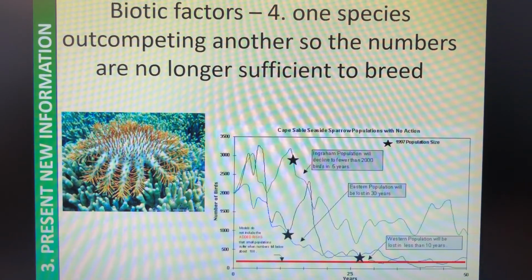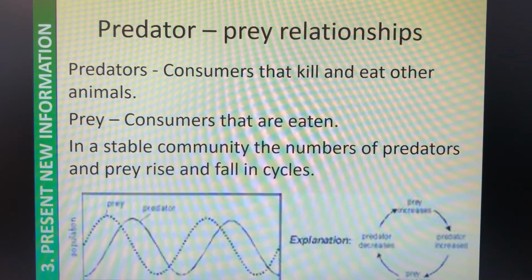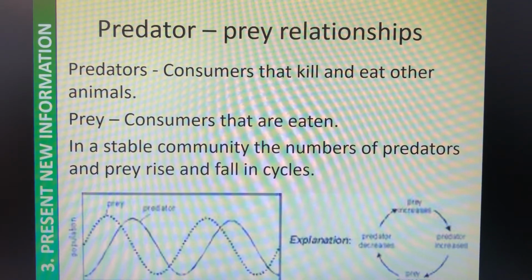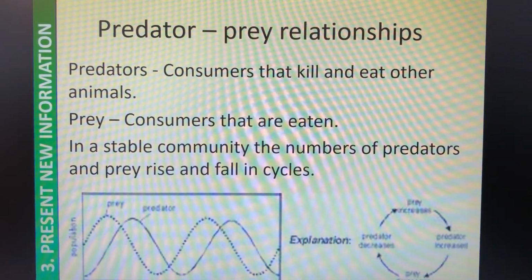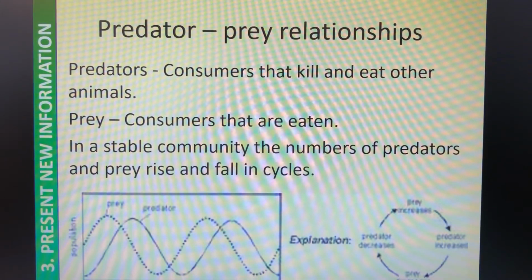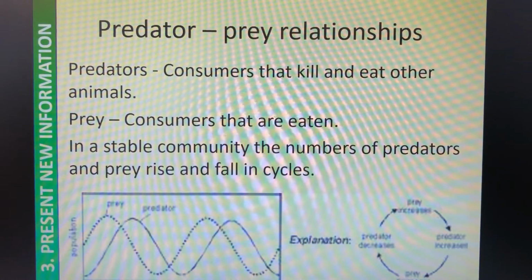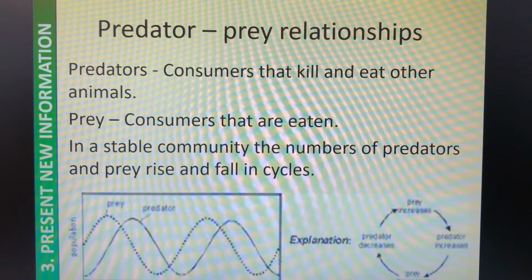Okay, pause if you need to write more. So these are those predator-prey relationships I talked about, the succession. A predator consumes an animal that it has killed, so it hunts it down, and prey are consumers that are eaten. So the prey could be a predator itself, could just be a herbivore feeding off the producers. And in that stable community, the numbers of predators and prey can fluctuate, but they rise and fall in cycles. We call it a cyclical process.